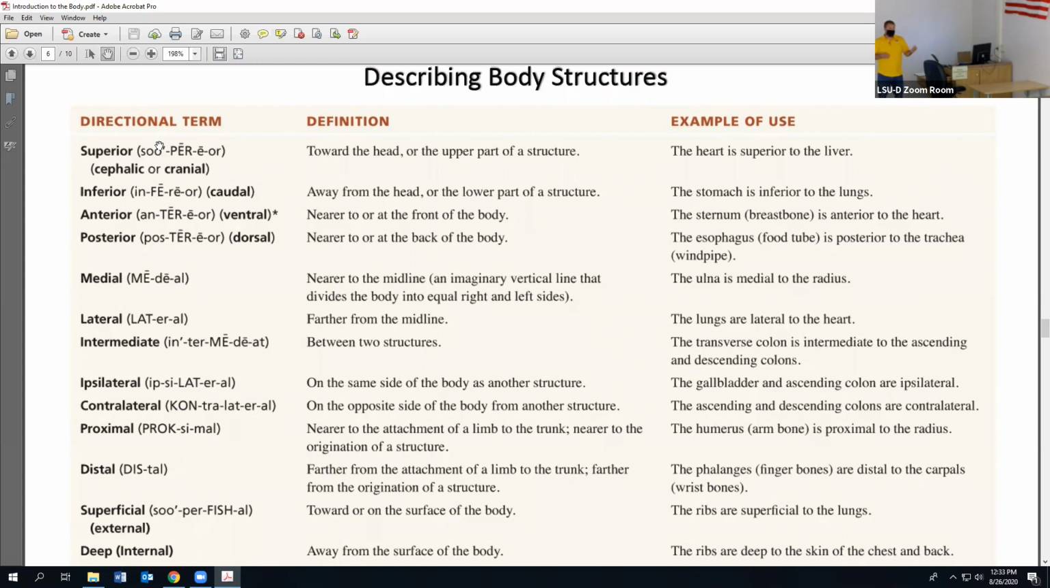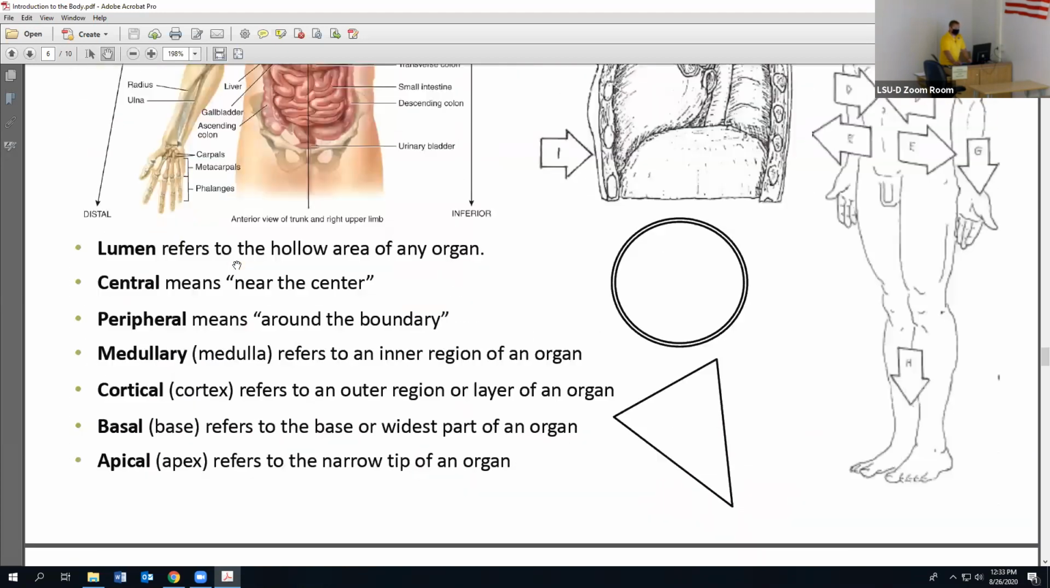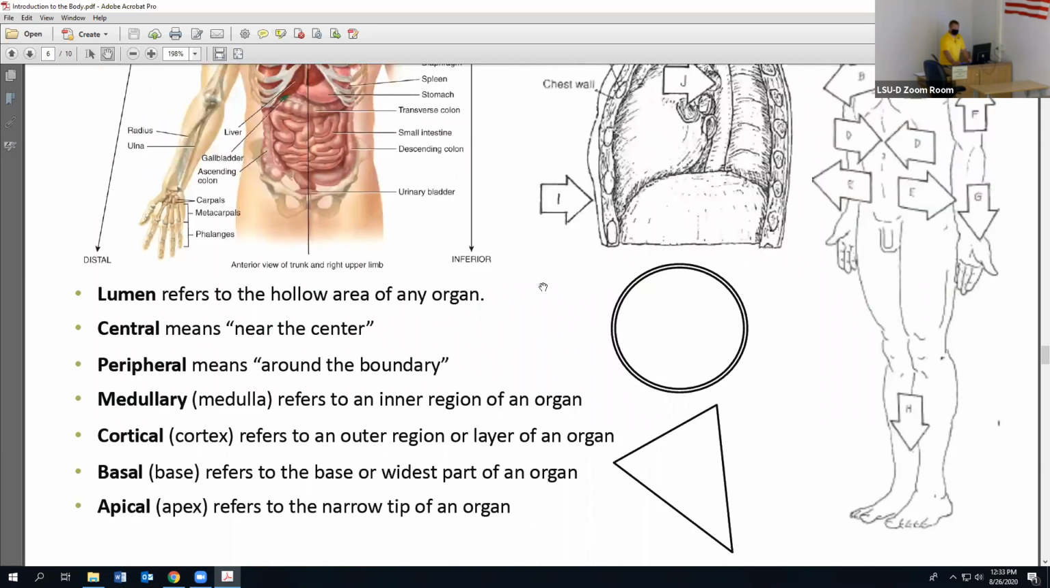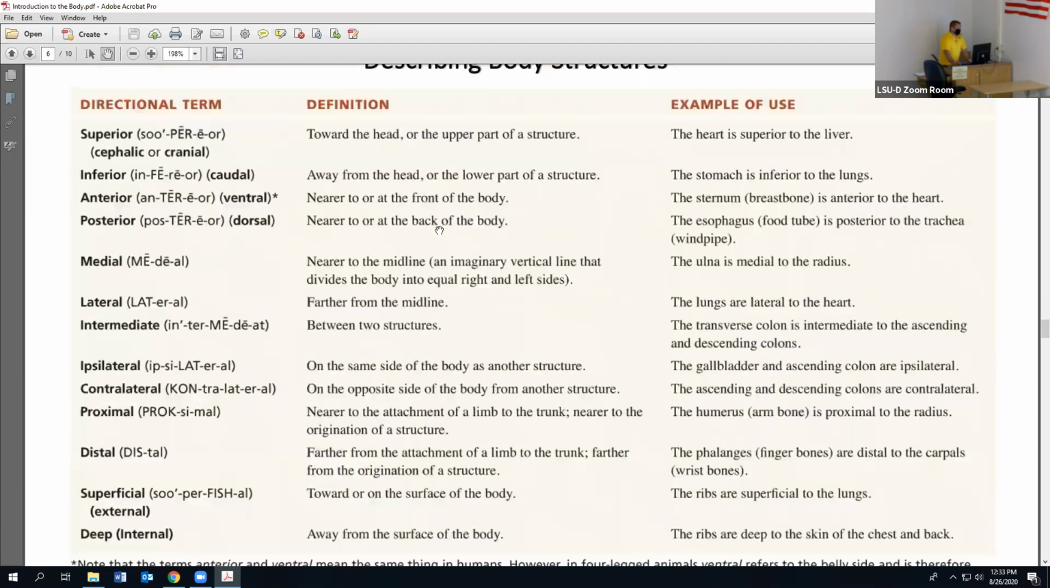What would you put in? Superior or inferior? Superior. Superior is closer to your head. Your knees are inferior to your hip. Make sense? I don't really care for caudal, and I don't really use that very often either. So superior and inferior, and that would be what letter H is. Those are opposite one another.